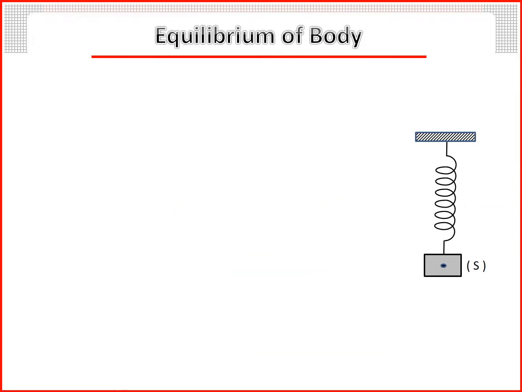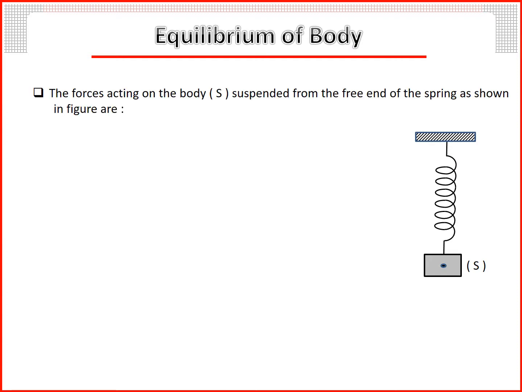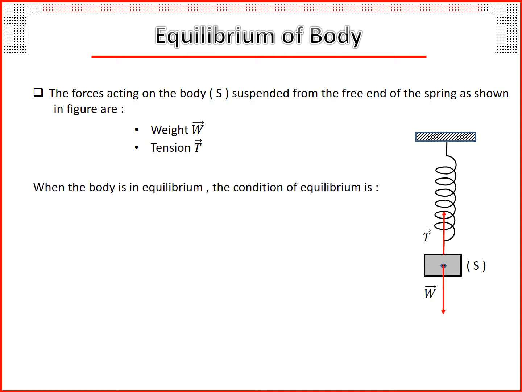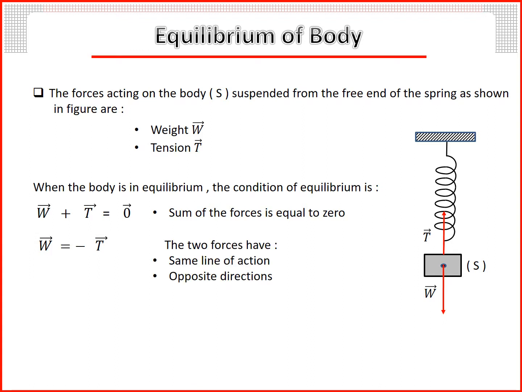Equilibrium of a body. Consider the figure. The forces acting on the body S suspended from the free end of the spring, as shown in the figure, are weight and tension. When the body is in equilibrium, the condition of equilibrium is W vector plus T vector equal 0 vector. The sum of the forces is equal to 0. W vector equal minus T vector. The two forces have the same line of action and opposite directions. W equal T. The two forces have the same magnitude.